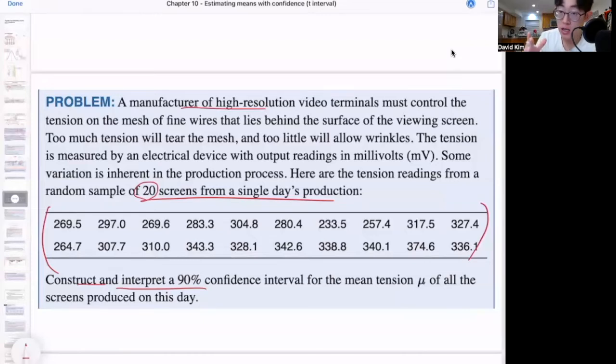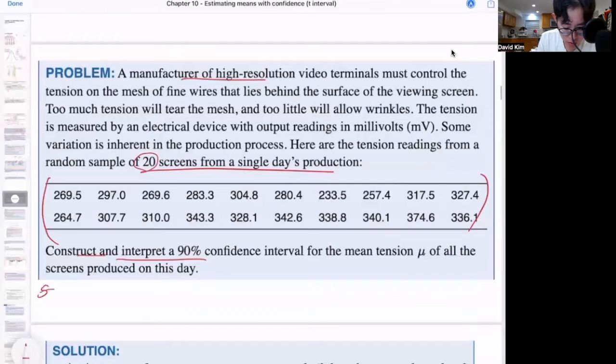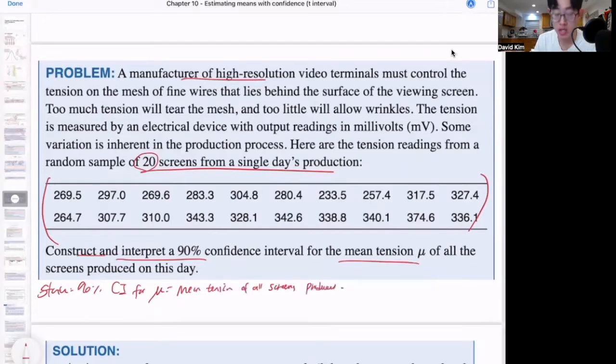Okay, so assuming that you guys have finished it, I'm going to first start with the state. We are constructing a 90% confidence interval for mu, which represents the mean tension of all screens produced on this particular day.